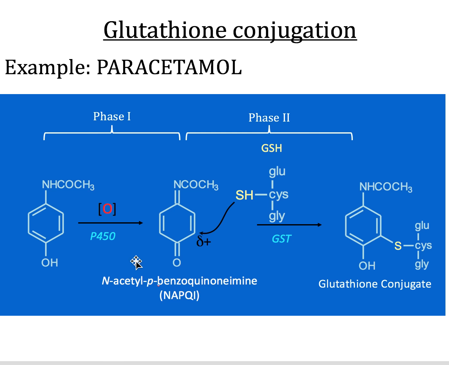So this happens in the liver. This is phase 1, and this is dehydrogenation basically. So you lose the H.